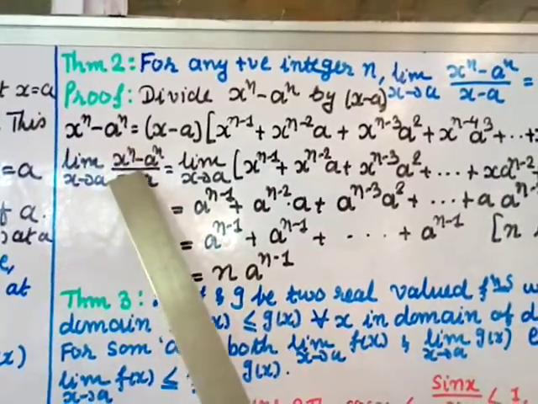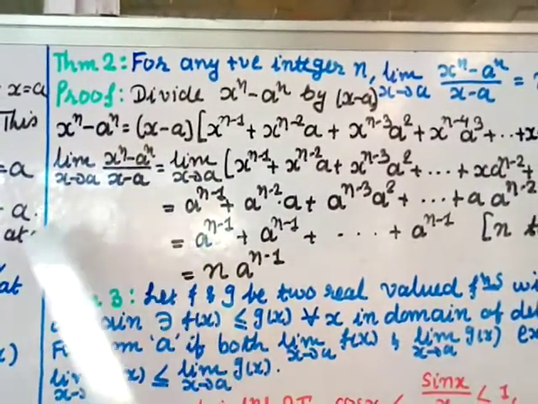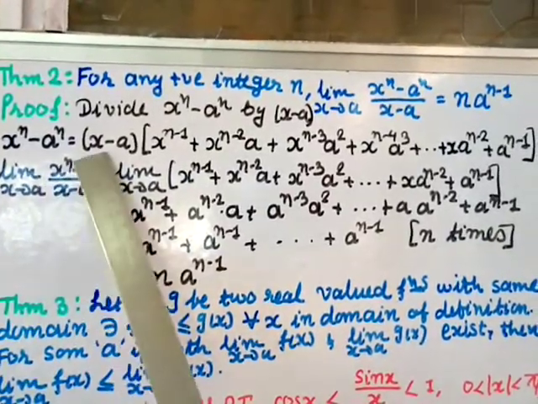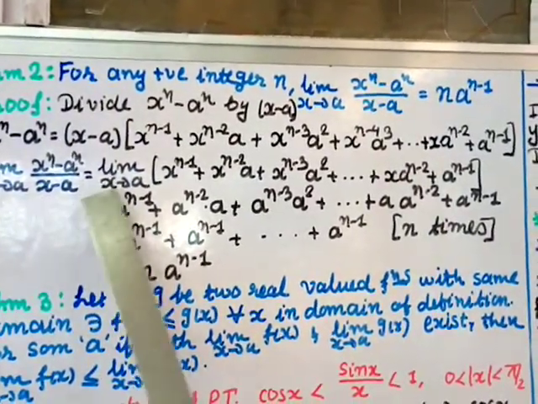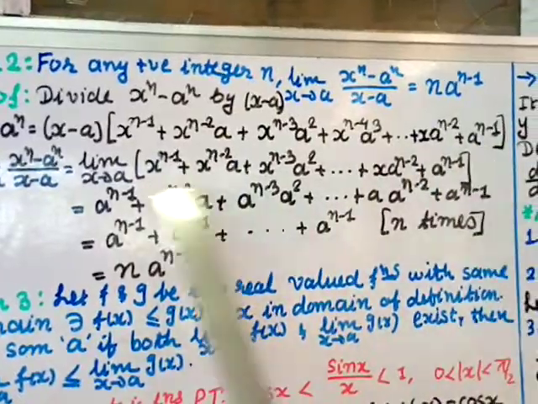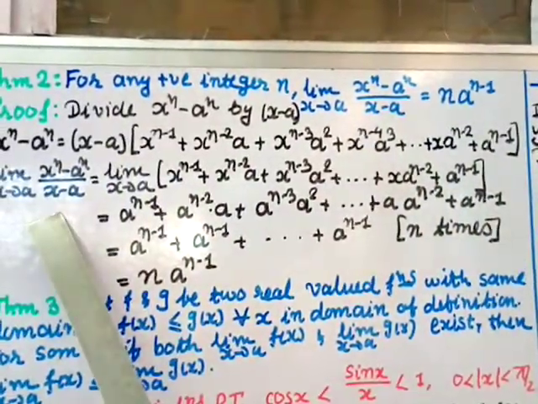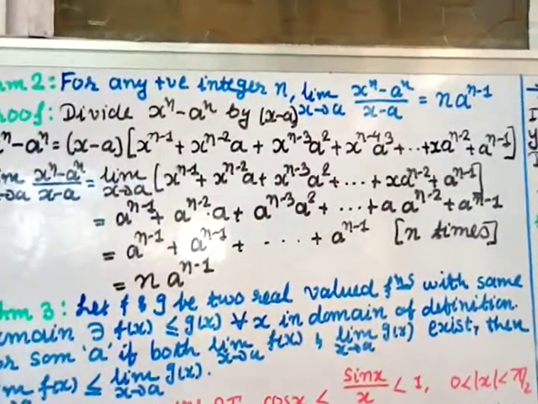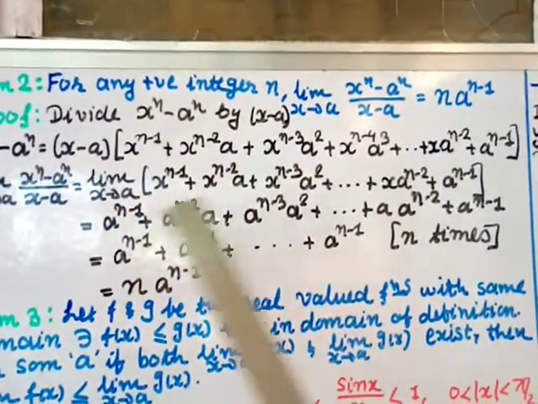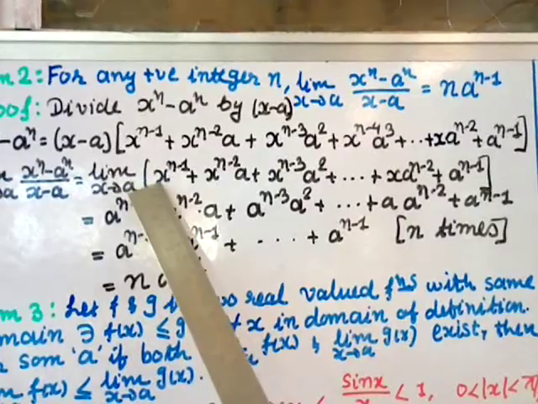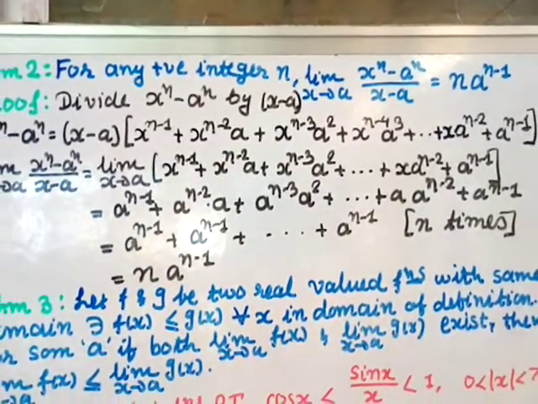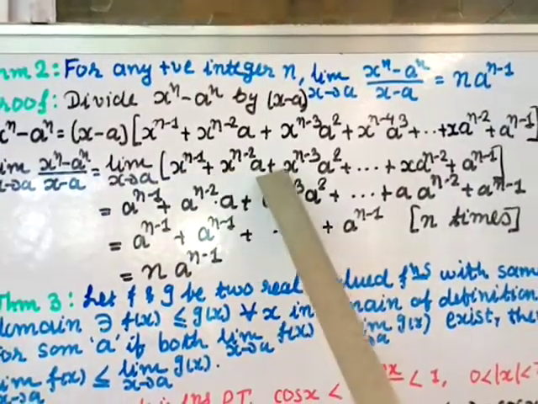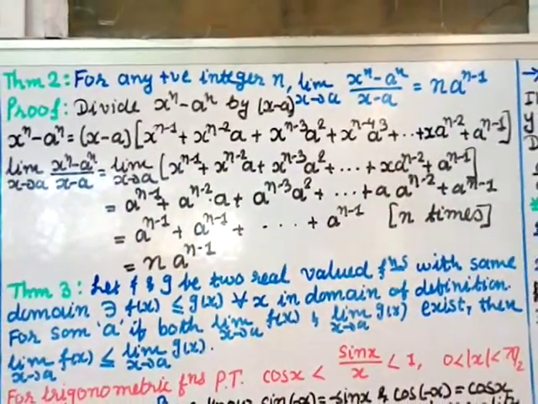So x power n minus a power n divided by x minus a, and take limit on both the sides. So limit x tends to a, x power n minus a power n divided by x minus a, limit x tends to a, and this I am just writing in the bracket, and this already transferred here. Now you give limit to each term separately. Now when you give the limit, here all are single terms. There is nothing to simplify, so you put the value of x equal to a. Wherever there is x, you put x equal to a. That means you are giving the limit.